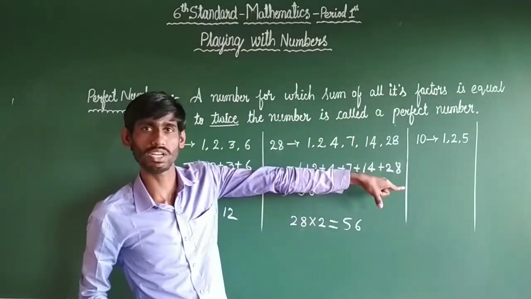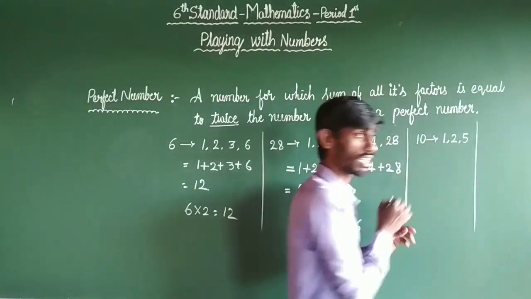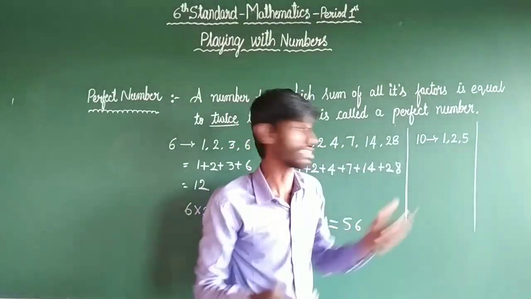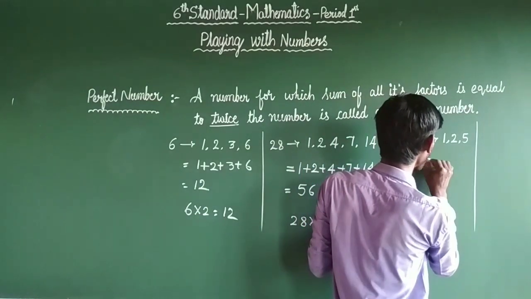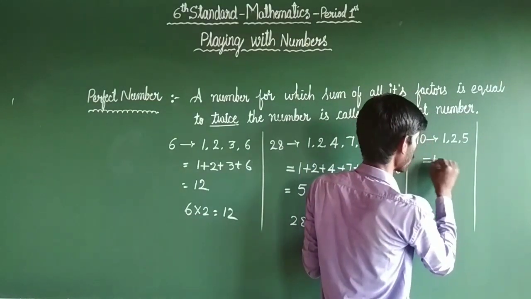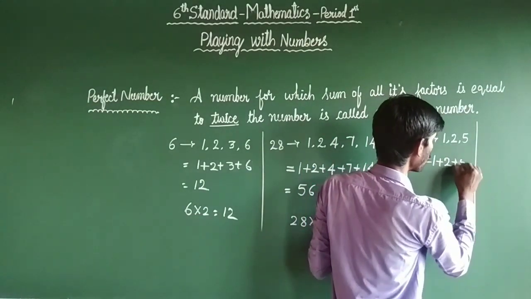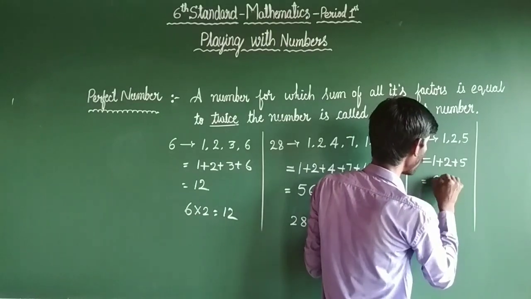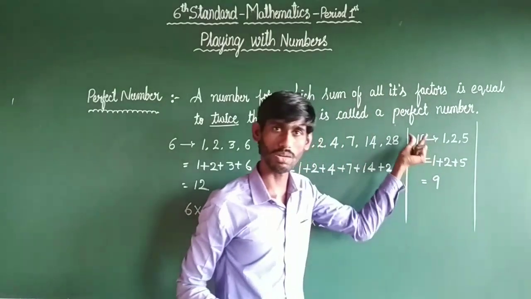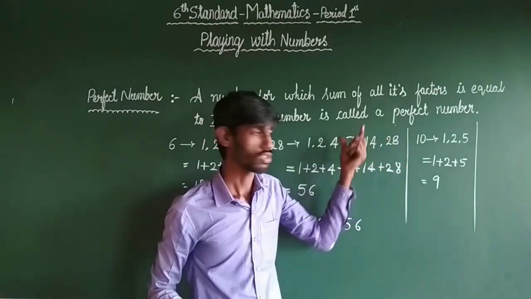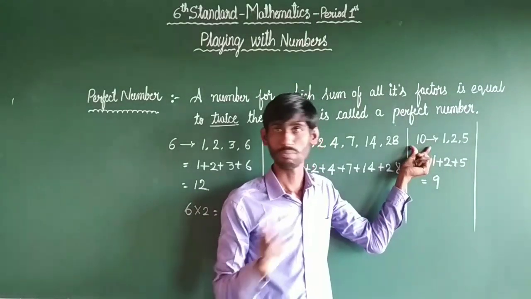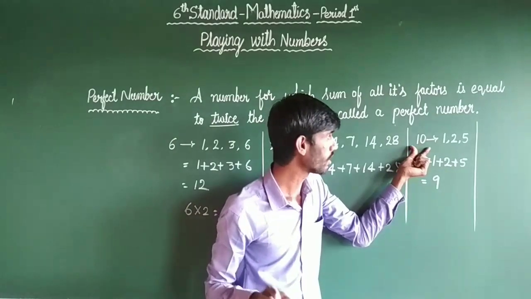Let us observe one more example. 10. What are the factors? Which are the factors of 10? 1, 2, 5. These are all the factors. If we add the given factors, 1 plus 2 plus 5, we will get 8. Is it twice the given number? No, it is not twice the given number. So 10 is not a perfect number. Are you clear?